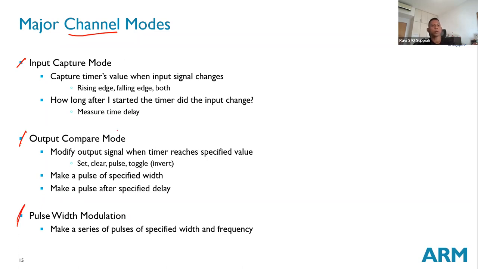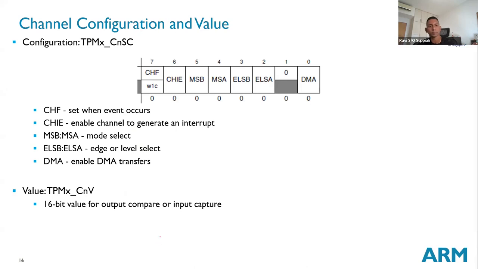These two modes of operation, input capture and output compare, are useful if you want to measure some pulse, or generate some particular pulse with a particular width and so on. If you're interested, you can read the data sheet and use this for any particular application. I'm going to focus on the PWM part, which is basically to control the motors.